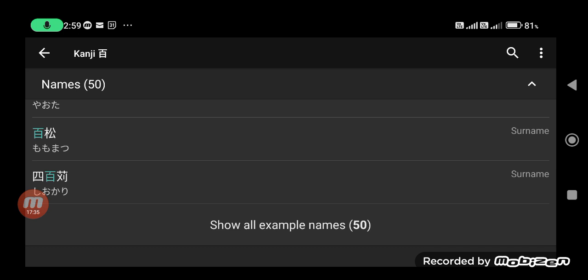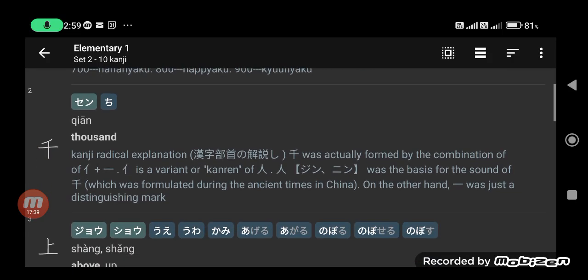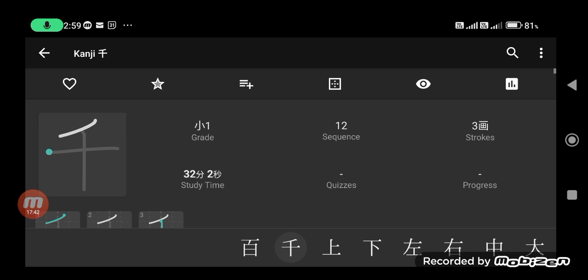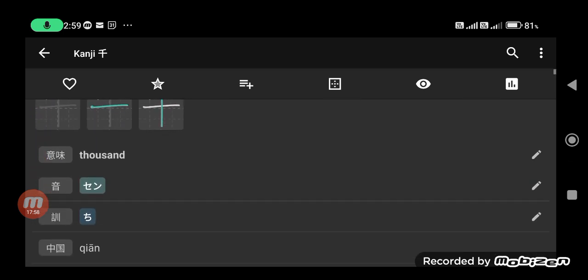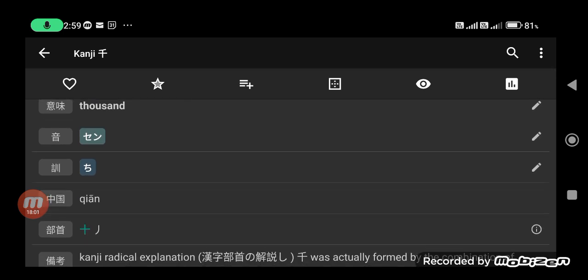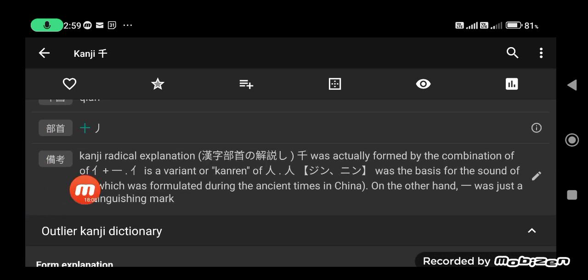So now let's go to our second kanji, which is the kanji for thousands. Only 3 strokes. 1, 2, 3. Again, 1, 2, 3. So this kanji means thousands. The onyomi is sen, the kunyomi is chi. So I will emphasize these notes here.